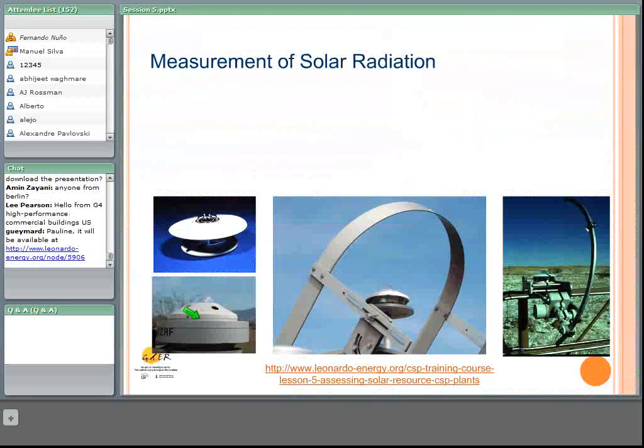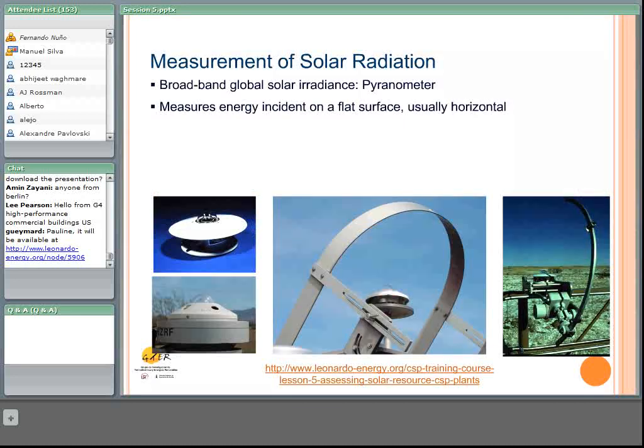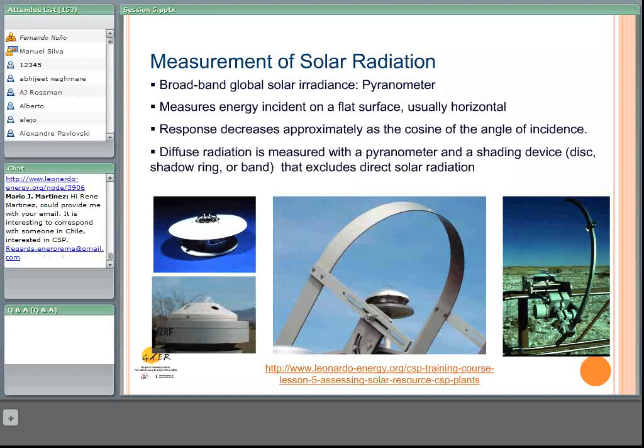And well, the pyranometer measures broadband global solar irradiance. Normally it's placed on a horizontal surface. We have to take into account that the response decreases as the cosine of the angle of incidence, although many pyranometers already include a correction factor for this effect. And the diffuse radiation is measured with a pyranometer with a shading device.